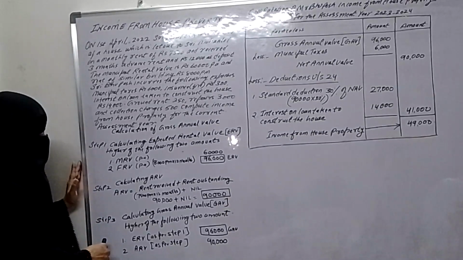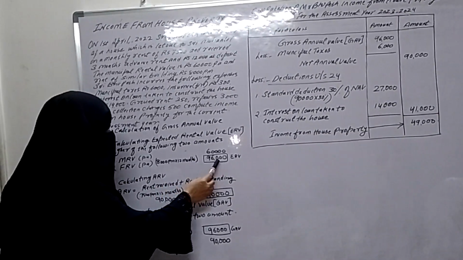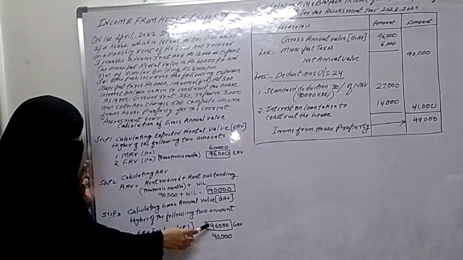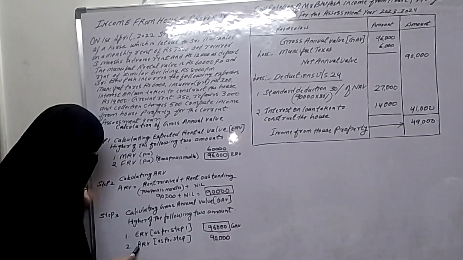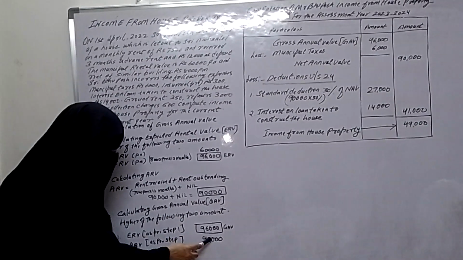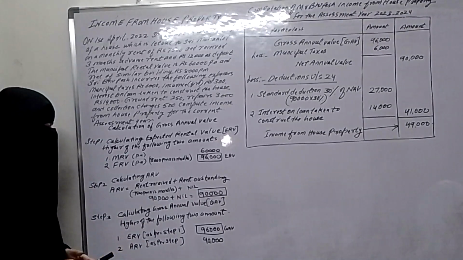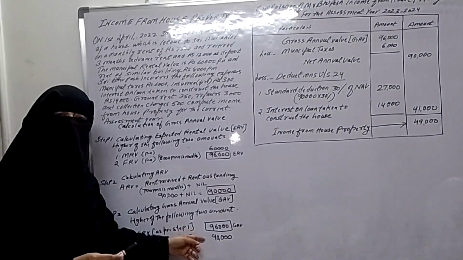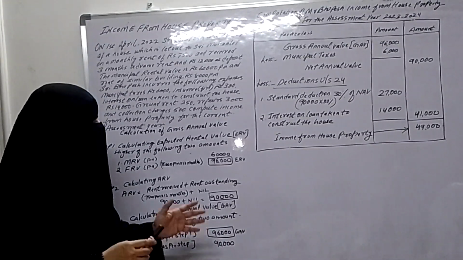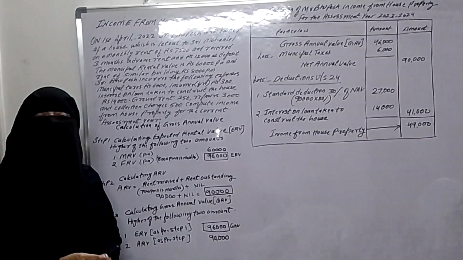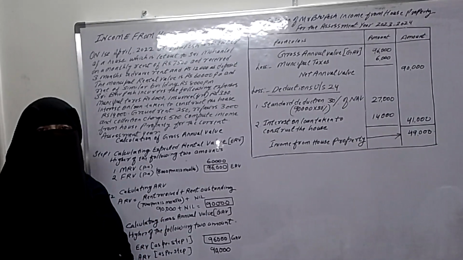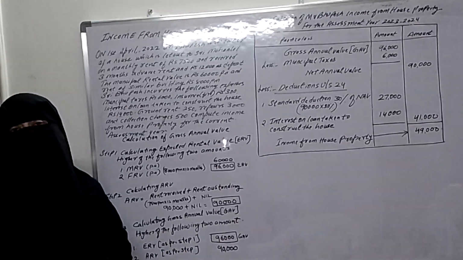So, the expected rental value, ERV as per step 1, is 96,000 and ARV as per step 2 is 90,000. So 96,000 and 90,000. From these two, the higher value is 96,000. So this 96,000 is the GAV. So in the working notes, first we have to calculate the GAV. Once we find the GAV, 90% of our problem is completed.